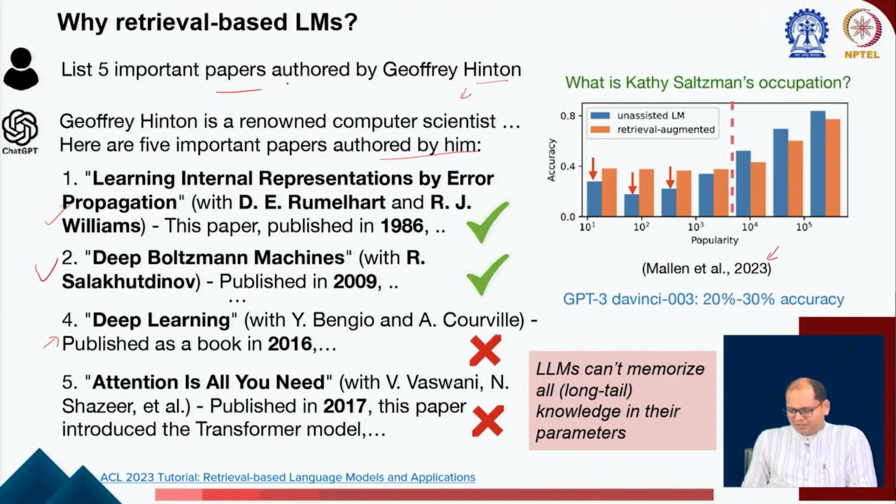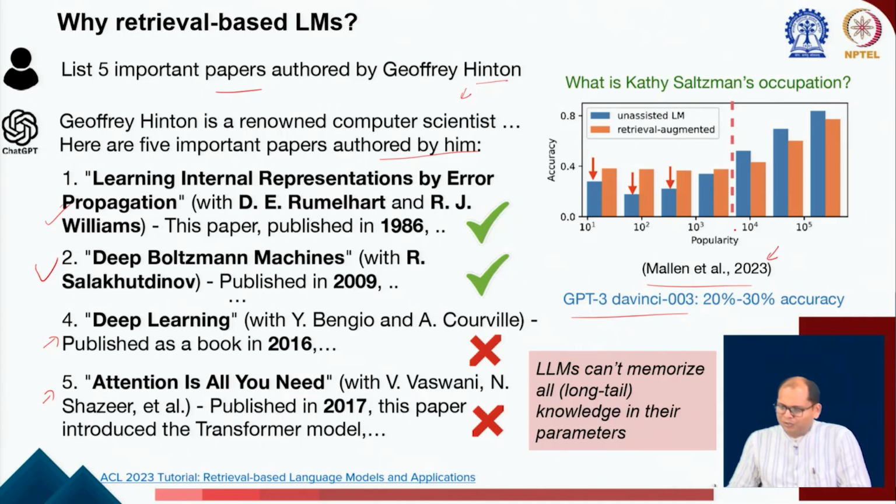Hinton is not even an author of this, and then it also lists the Attention Is All You Need paper, while Hinton is not an author of that either, right? So these are things that are not correct. And what this paper found out, for example with GPT-3 Da Vinci 03, is this: let's query for different entities as per their popularity. Some entities are very popular, meaning they occur in a lot of instances in the pre-training data, while some may not be so popular and occur in very few instances.